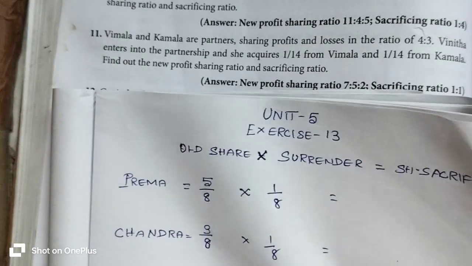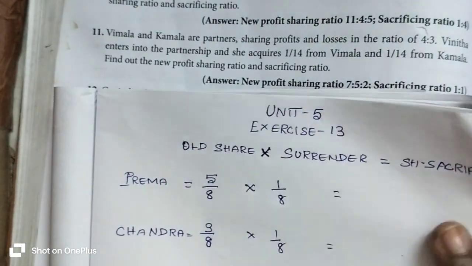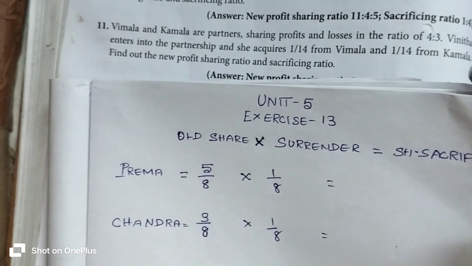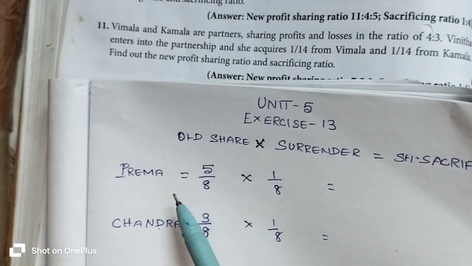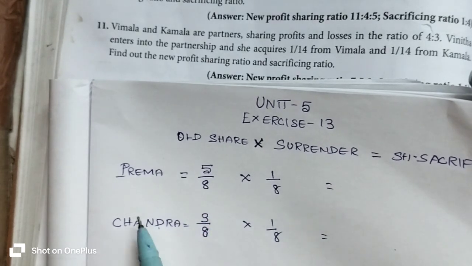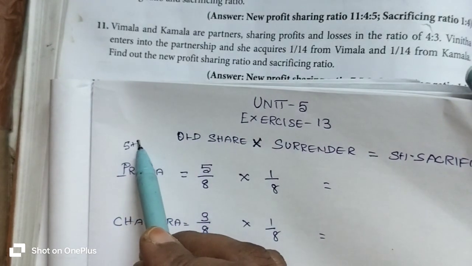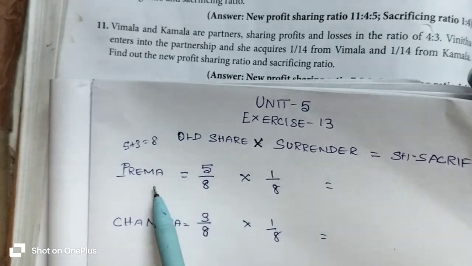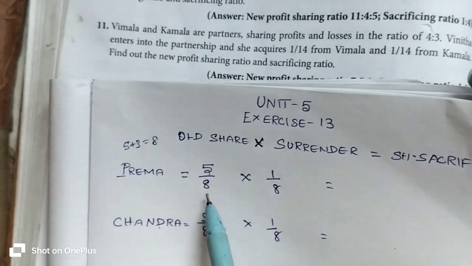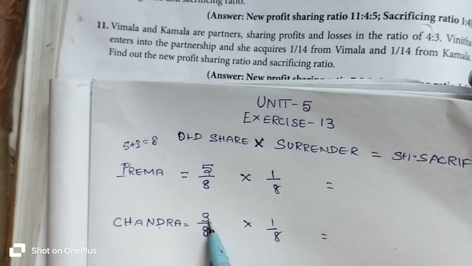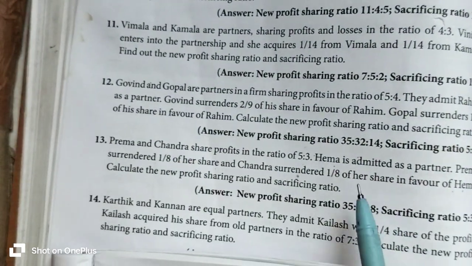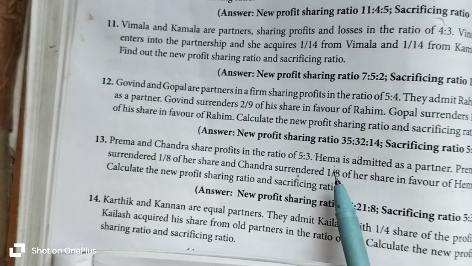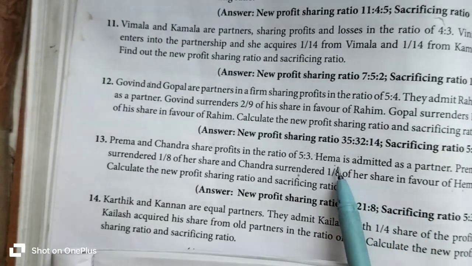Listen here, as per the question we are going to apply this to solve the problem. Prema and Chandra both are old partners. Their old profit sharing ratio is 5:3, which means 5 plus 3 equals 8. Prema's old share is 5/8 and Chandra's old share is 3/8. And Hema is admitted as a partner, which means Hema is a new partner.